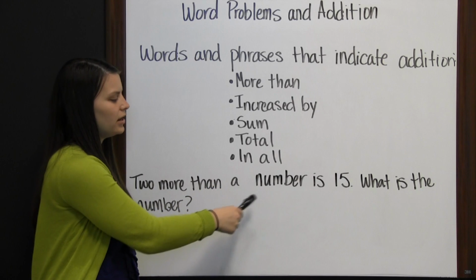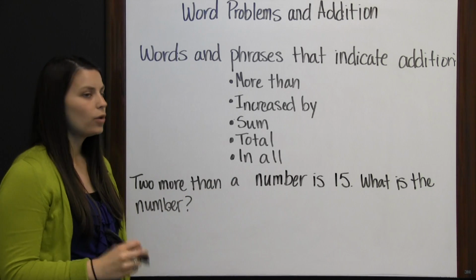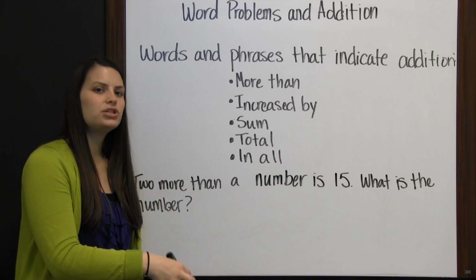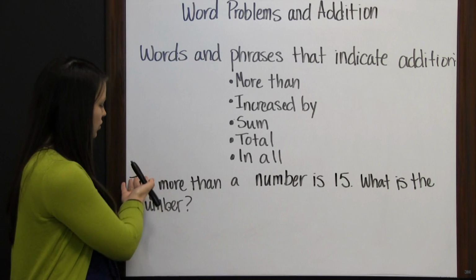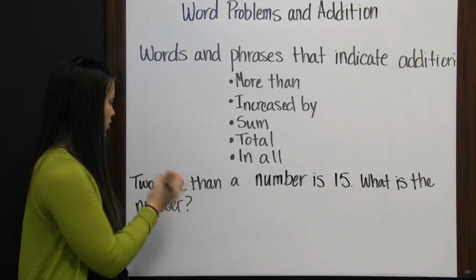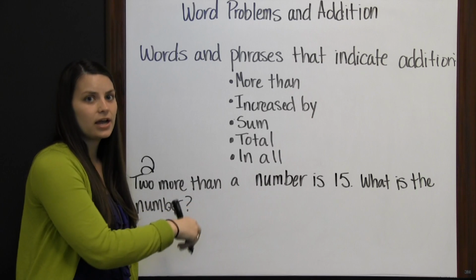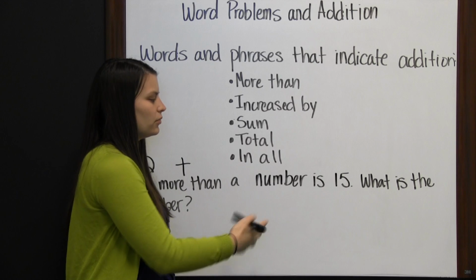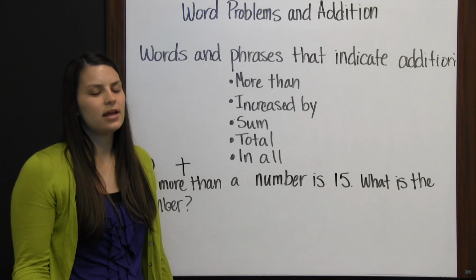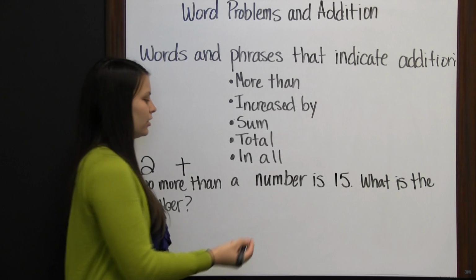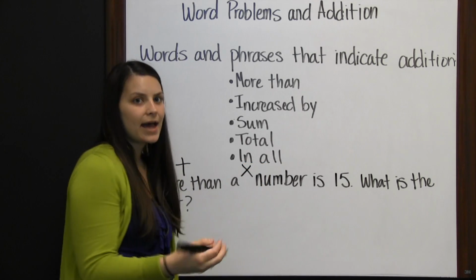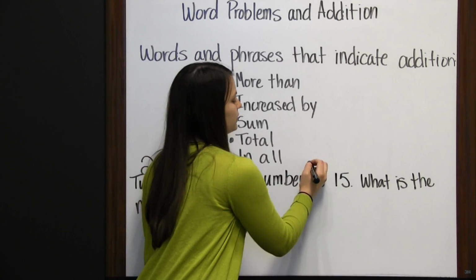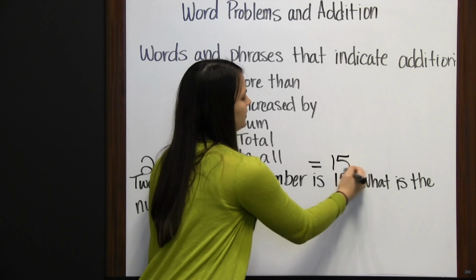2 more than a number is 15. What is the number? The first thing I'm going to do is translate these words into a mathematical sentence. So 2, I'm going to write the number 2. More than, I know, tells me to add. When it says a number, well, that's something I don't know. And so if it's something I don't know, then I can put a variable there, like an X or a Y, or really anything you want to use. Is in math means equals, and then equals 15.